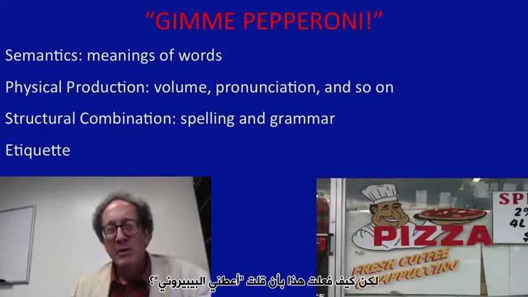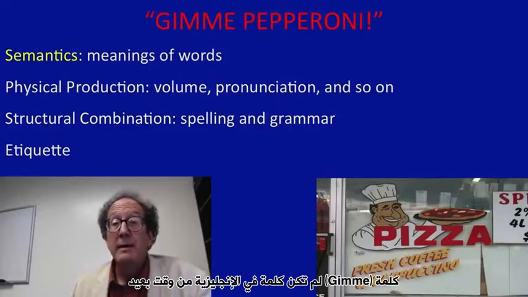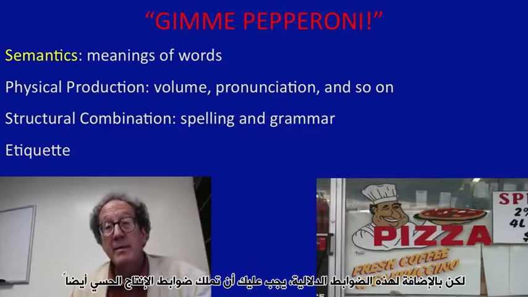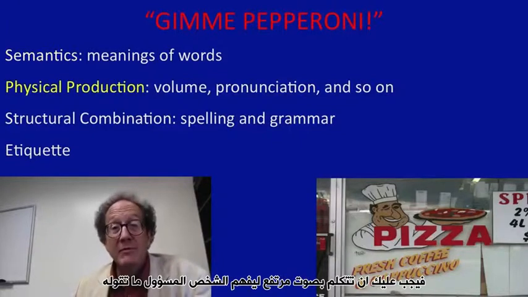But how did that work that you said, "Give me pepperoni"? Well, first of all, notice that you had to use words that were meaningful to the person you were speaking to. Gimme wasn't a word in English a long time ago, but this person understands gimme as a word, and therefore they can understand it. But in addition to those semantic constraints, you also have to have physical production constraints. You have to say it loud enough. If the pizza shop is really noisy, then you have to speak pretty loudly to get the person behind the counter to understand what you're saying.